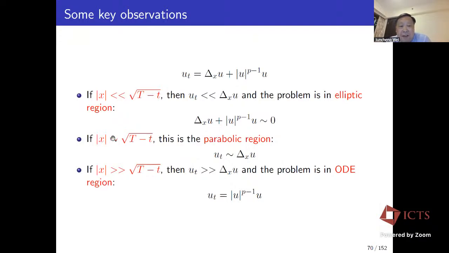Now, when x is like a square root of t minus t, then these 2 terms take over. So this is a parabolic problem. It's a parabolic region. Now, if x is much greater than square root of t minus t, then ut is much greater than Laplace u. In this case, it's an ODE. So you see an elliptic, a parabolic, and an ODE. So we have 3 regimes, okay, regions.